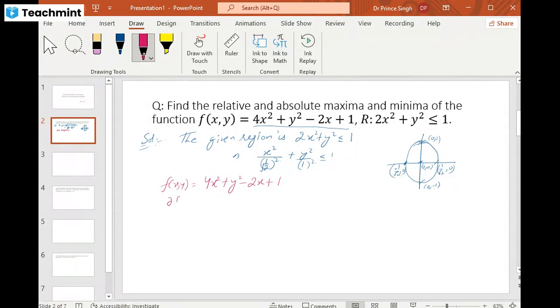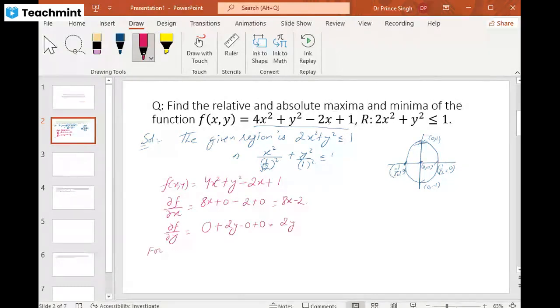The condition is that we find the first order derivative with respect to x. This is 8x plus 0 minus 2 plus 0, that is 8x minus 2. We find curly f upon curly y. This is equal to 0 plus 2y minus 0 plus 0, so its value is 2y only.